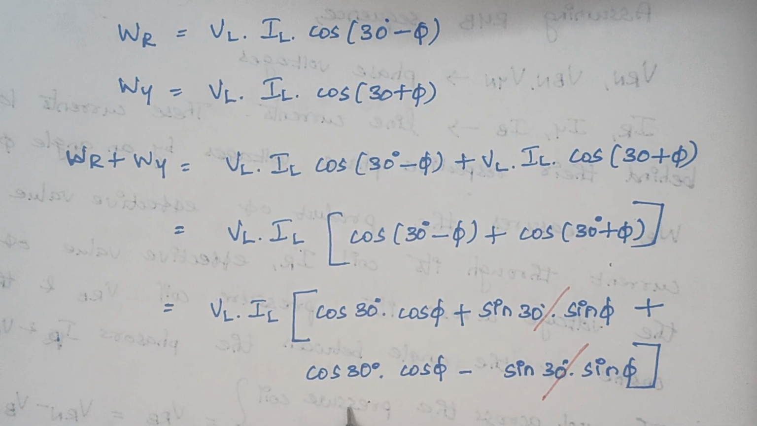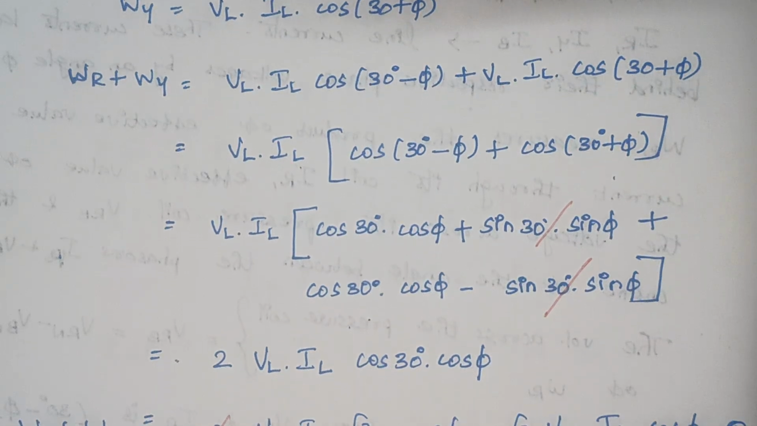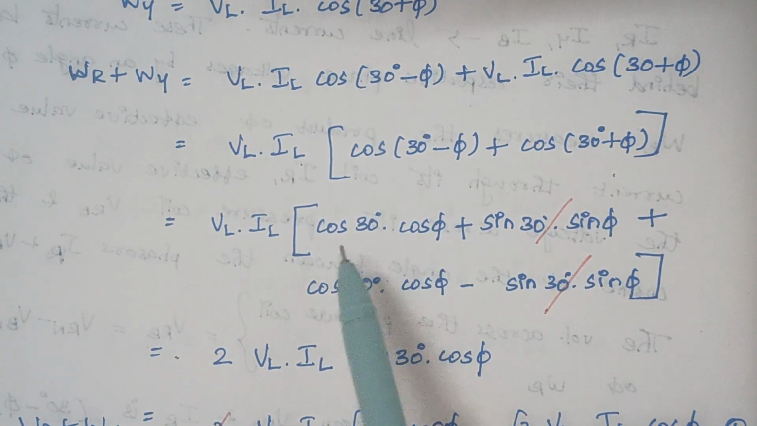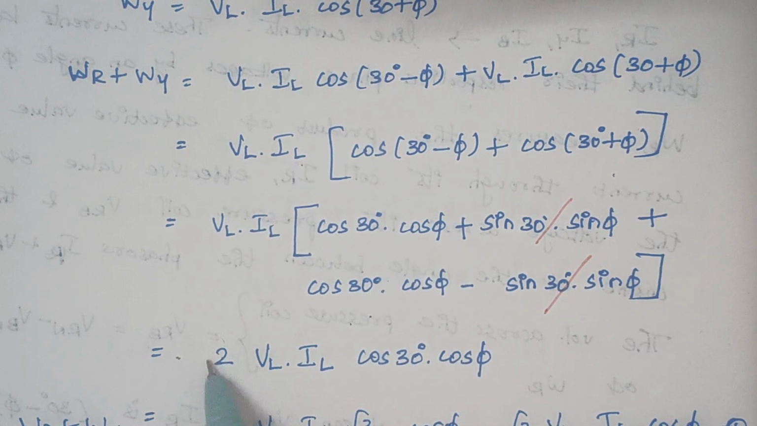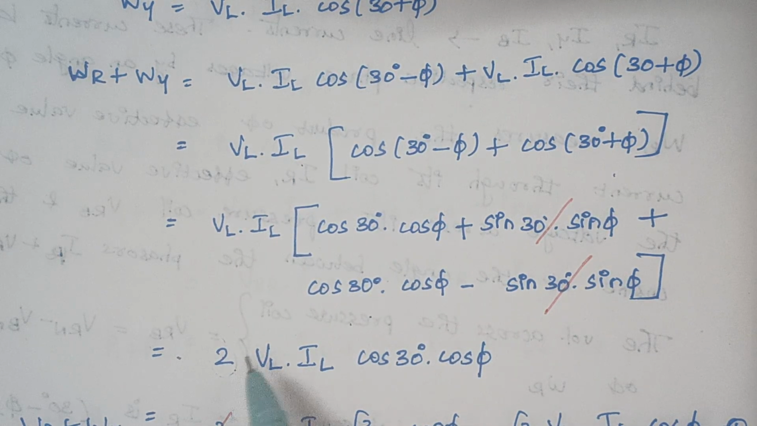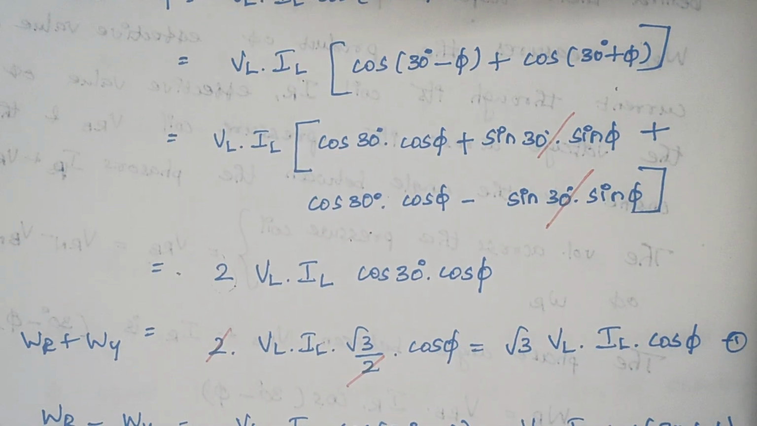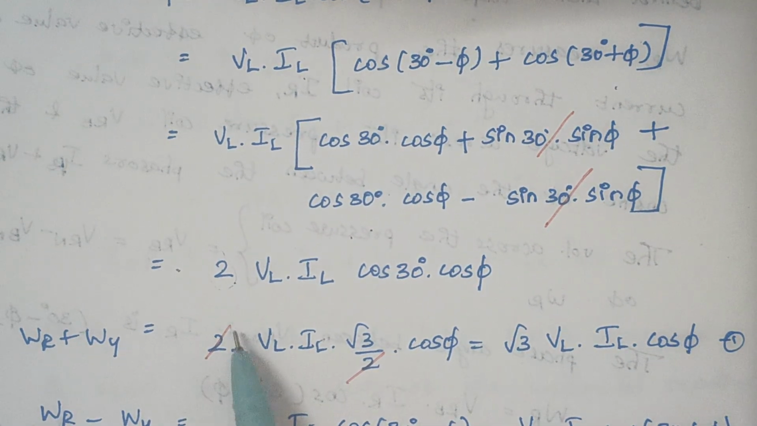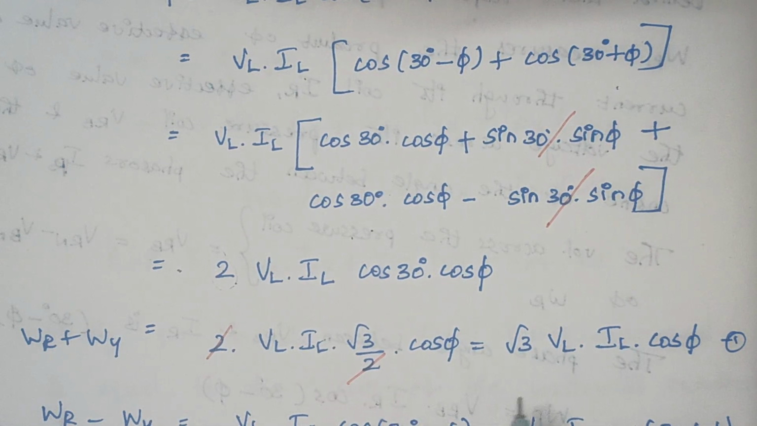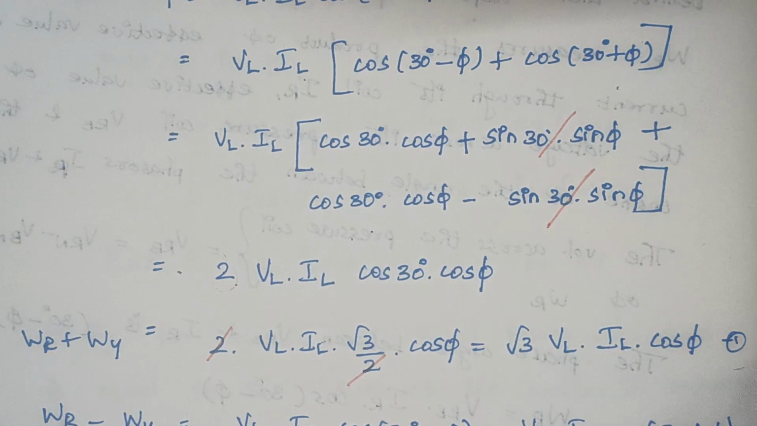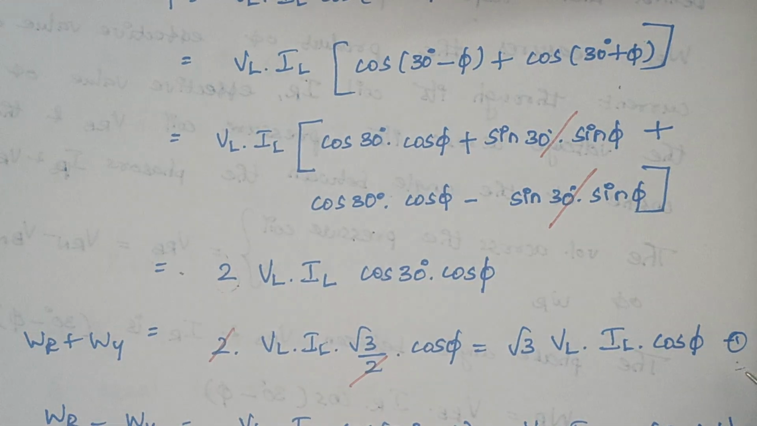We have similar terms here, so we can add. So 2 into VLIL cos 30 into cos phi, because here we are having 2 cos 30 cos phi. I had written this 2 in front. When you substitute the value for cos 30, it is nothing but root 3 by 2. These two cancel each other and here we have the expression root 3 VLIL cos phi. Name it as equation number 1.